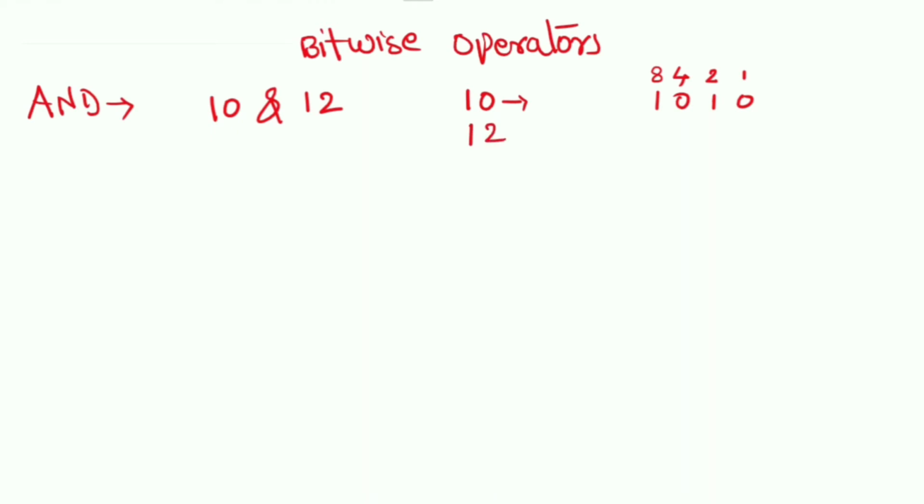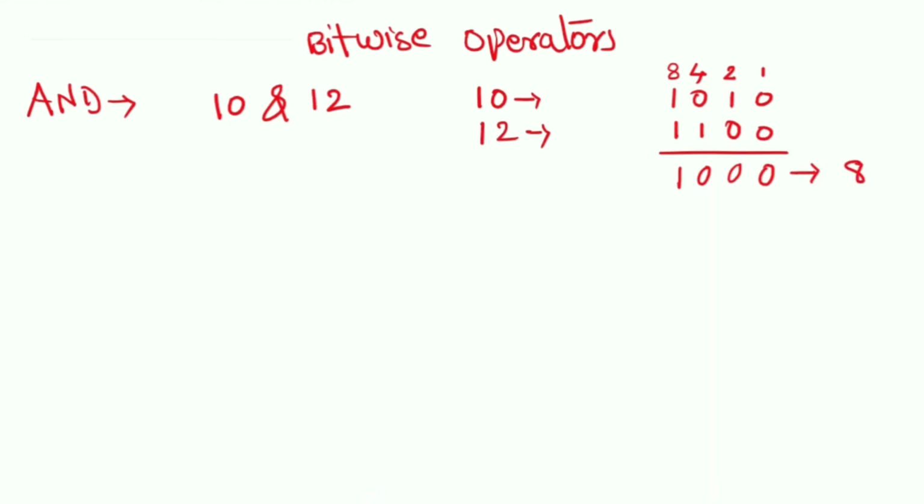And for 12 also I need to write the binary equivalent. So 8 plus 4 is 12, and the remaining are zeros. Now if I am doing the ANDing of this, as I just told you, if both the bits are 1, then and only then the answer will be 1, otherwise it will be 0. So this is 0, this is 0, this is 0 and this is 1. The binary equivalent of this is 8. The answer will be 8.